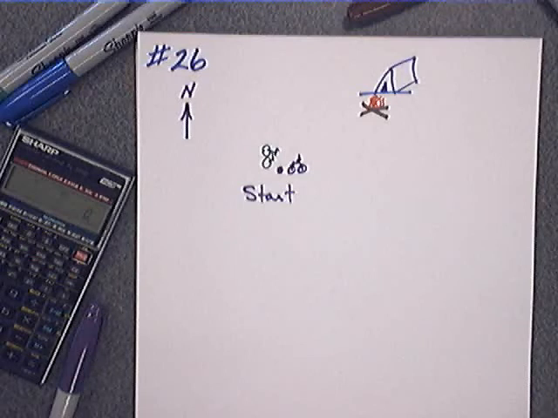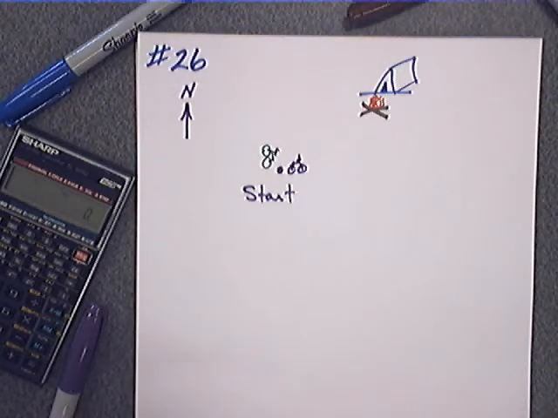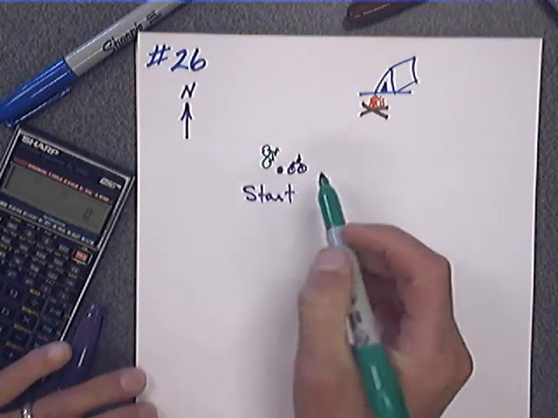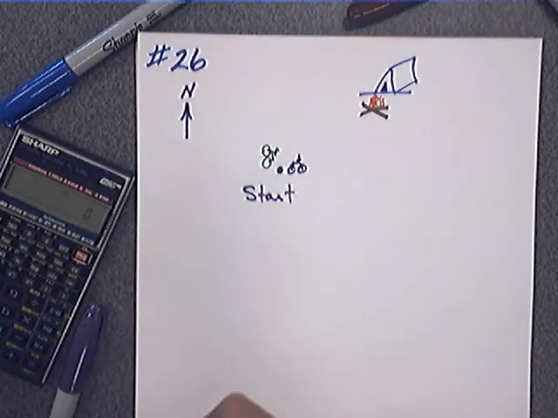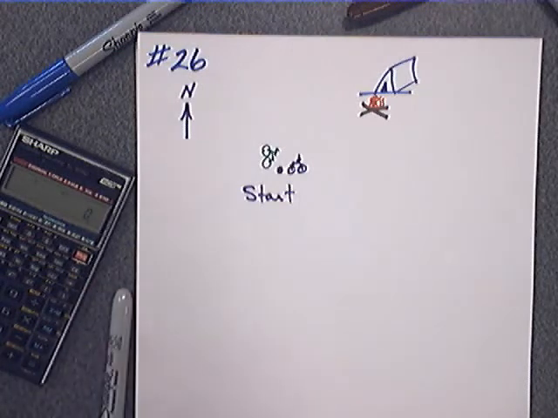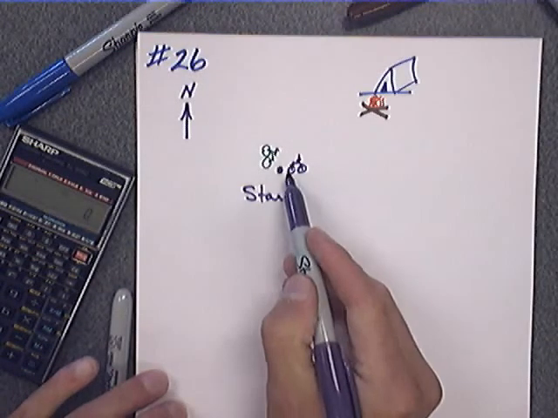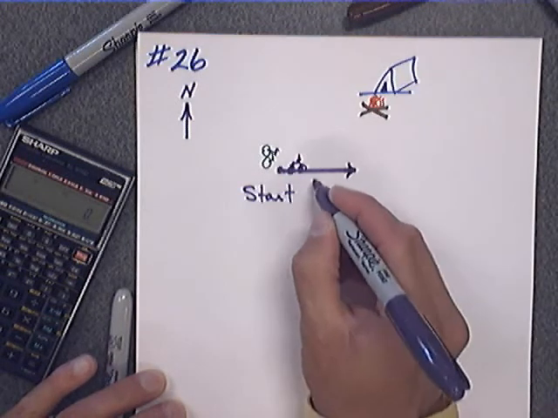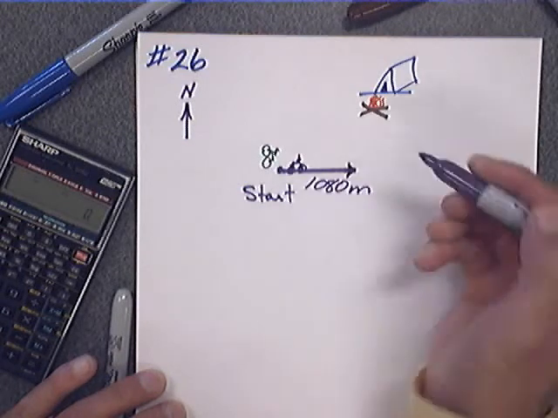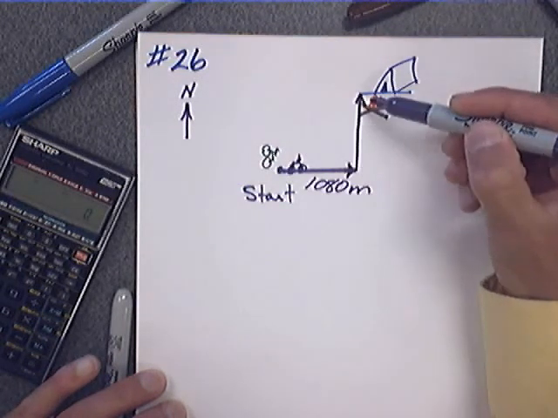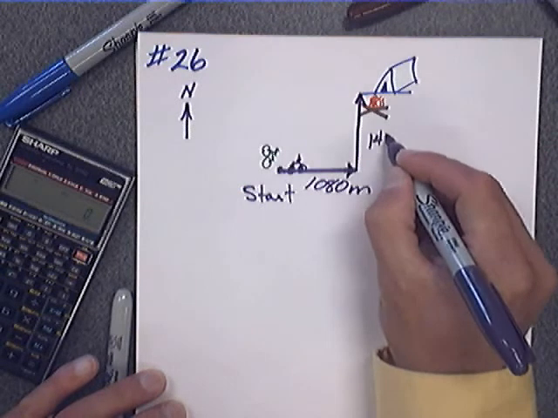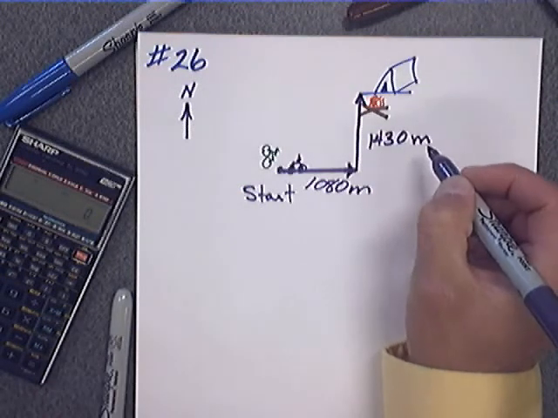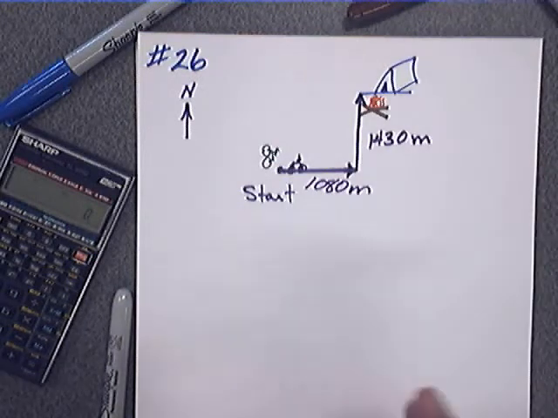Here's number 26 from chapter 1. So we have two bicyclists that are starting at the same place, and they're going to a campsite, but they're going to take different routes. So bicyclist A is going to go east first for 180 meters, and then go north for 1,430 meters.